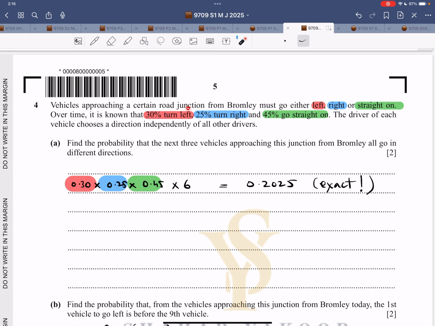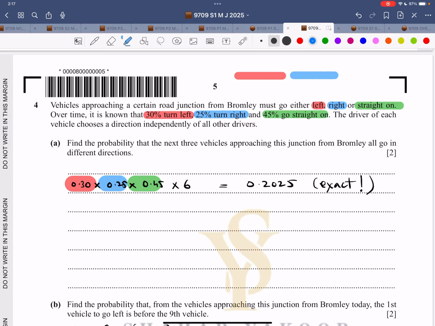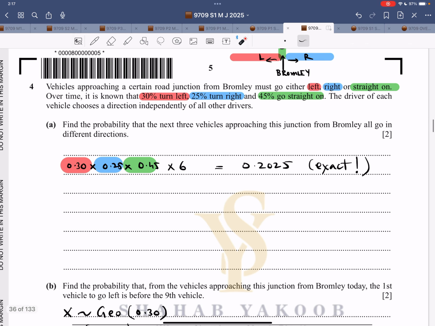Vehicles approaching a certain road junction from a particular point, let's say B, Bromley, must go either left or right or straight on. So technically it's like this. So the car is approaching and it's either left or it's right or it's straight on. So that is how things are going. And this is that particular town or city, that is Bromley. So this is left, this is right, this is straight on. That is how the options are. And the corresponding probabilities are given, they are fixed.